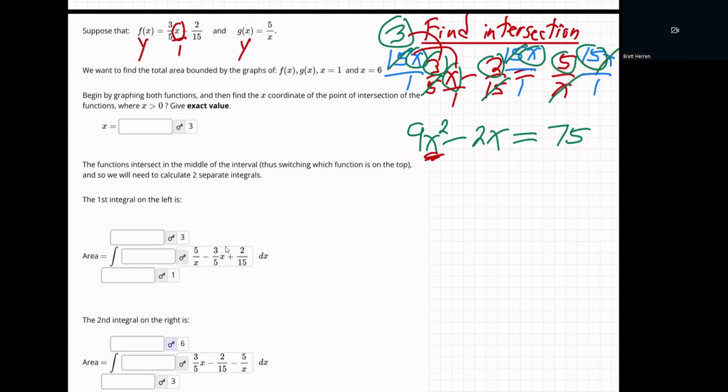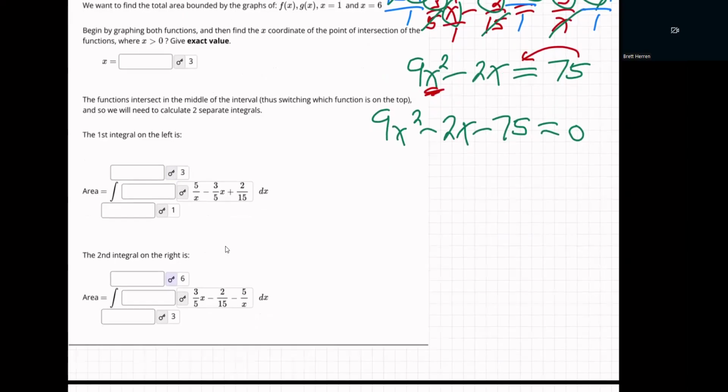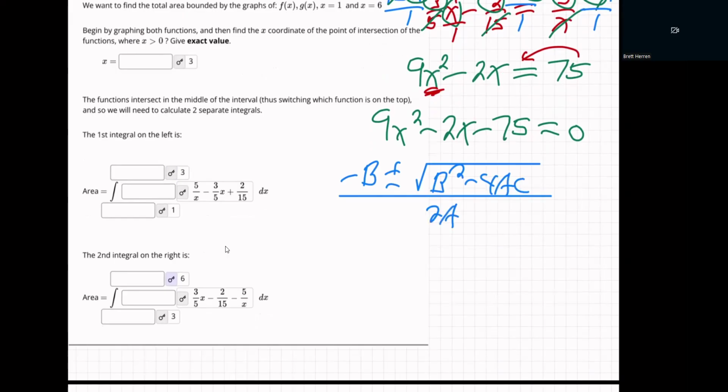Okay, we get to there. We know what to do now: bring the 75 over. And so now we've got 9x squared minus 2x minus 75 is 0. So now we can do the quadratic formula. Negative b plus or minus the square root of b squared minus 4ac, all over 2a. Here's my a, my b, my c.